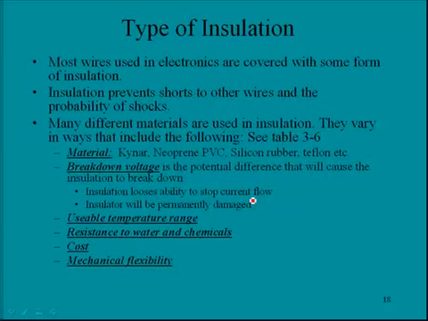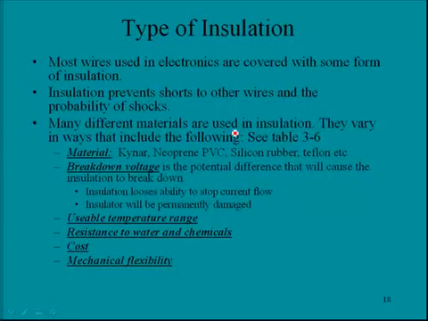Types of insulation. Most wires used in electronics are covered with some form of insulation. In your textbook, Table 3-6 provides some information about insulation. Insulation prevents shorts to other wires and the probability of shocks. So the purpose of insulation is to prevent the shorting to other wires and to prevent the user from getting shocked when he touches the outside surface of the wire.